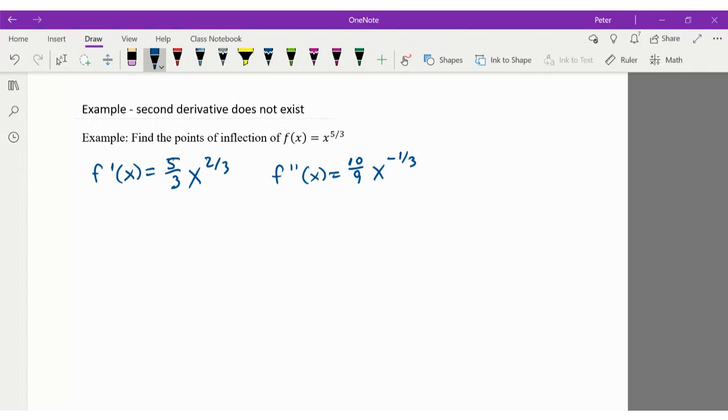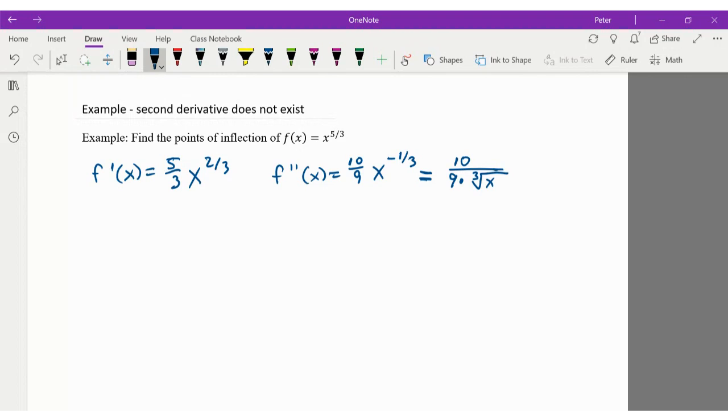It's not quite clear just from looking at it that way, although at a certain point you should start to recognize this. This is equal to 10 over 9 times the cube root of x. When I write it in that form, it may become more clear that you can't have x equals 0, because you're going to have division by 0.